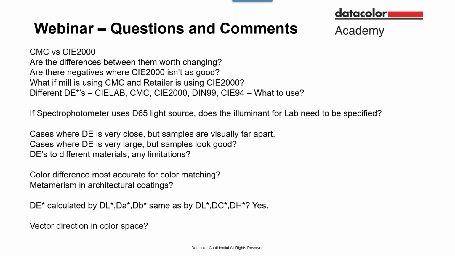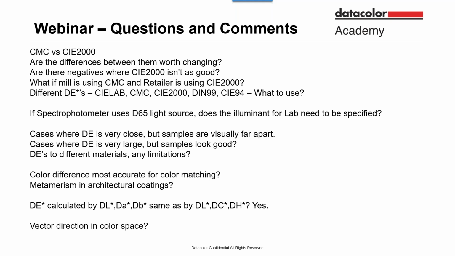Another question was, with all the different DEs, there's CIELAB, CMC. We didn't talk about CIE 94, which was an interim before CIE 2000. There's a newer equation called DIN 99 from the German standard. DIN 99 actually has its own color space with it. On the question of what to use, I would say at this point you want to understand CIELAB. You can move to CMC or CIE 2000 without any problem, but CIELAB is the basis, and if you understand CIELAB, I think you're going to be in good shape.